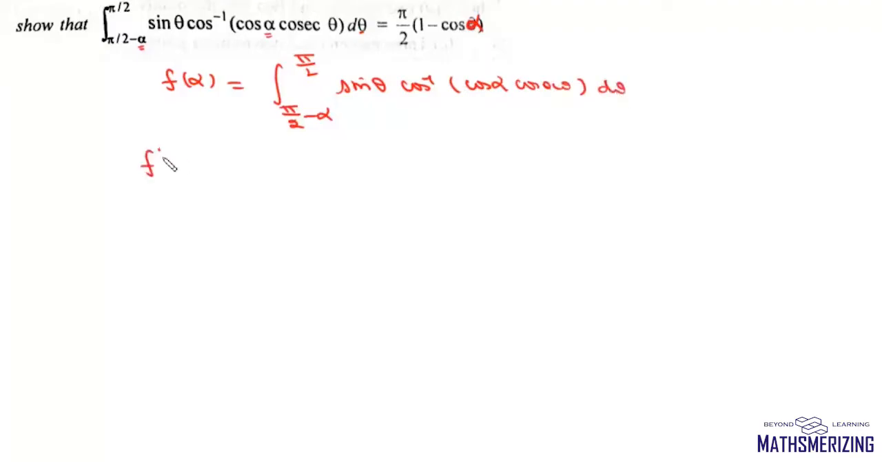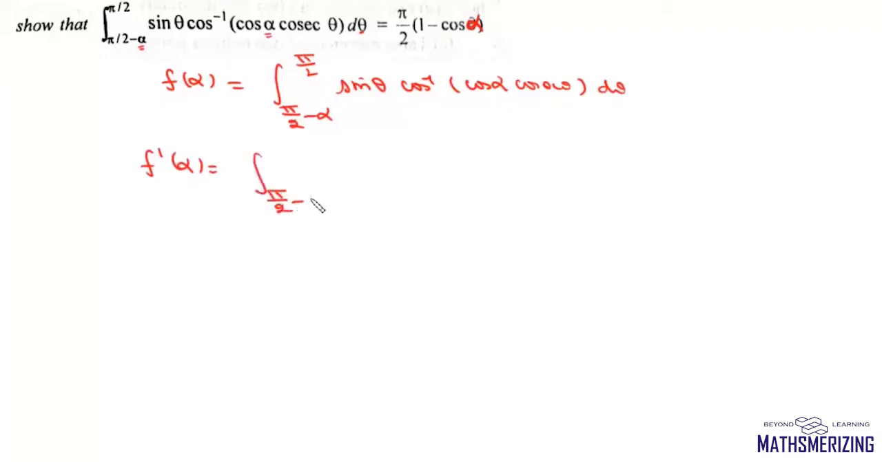Now here we have alpha in the limits. We also have alpha as a parameter in the function. So here we have to use Leibniz integral formula in the general form. So we write f alpha equal to the integral from pi by 2 minus alpha to pi by 2 of sin theta cos inverse (cos alpha cosec theta) d theta. We'll differentiate this function with respect to alpha.